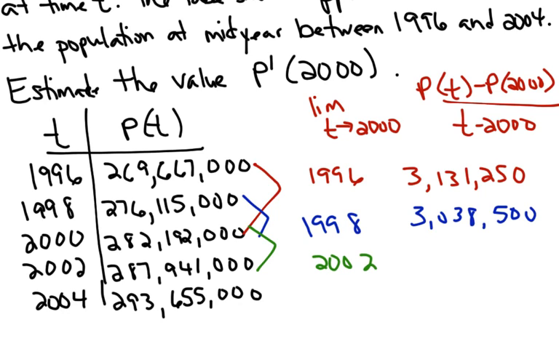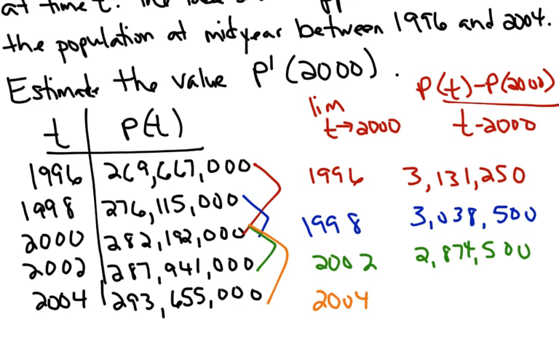Now let's find the average from 2000 to 2002. So we're going to do the population in 2002 minus that of 2000, and divide that by +2, because it's going to be 2002 minus 2000. And you should get about 2,874,500. And last but not least, let's do the average here from 2000 to 2004.